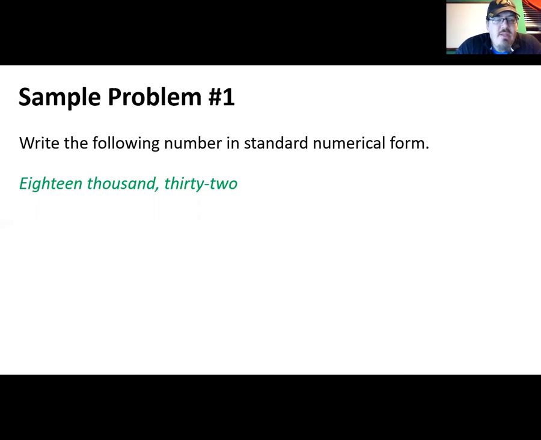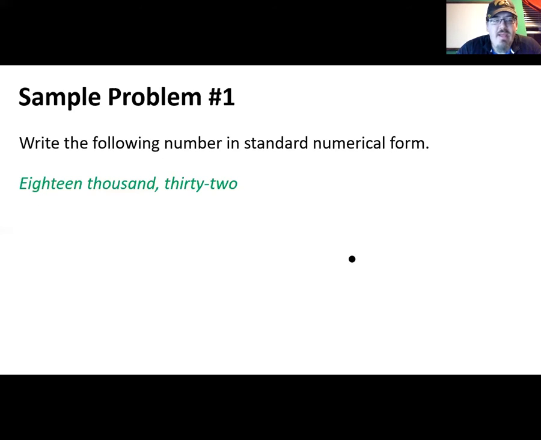18,032. To get started, the first thing we want to decide is whether it is a whole number or a decimal number. What we do is look for the word "and" in these kinds of problems. In this situation, the word "and" does not show up, so that tells us we're dealing with a whole number. So 18,032. Even though we don't technically need a decimal point when we write this number in its final form, I'm going to go ahead and put the decimal point in.